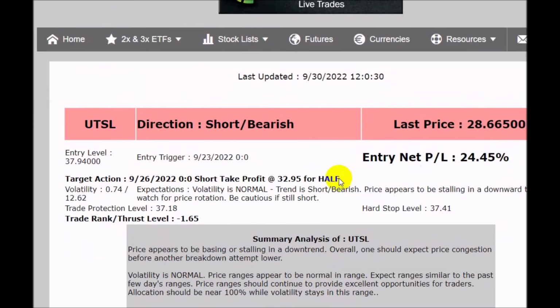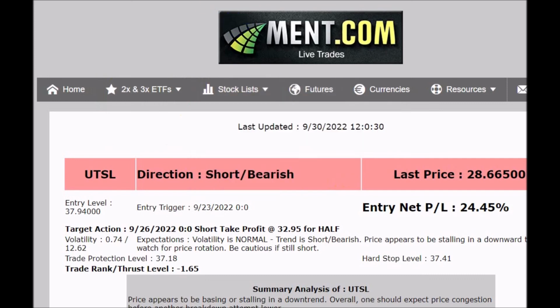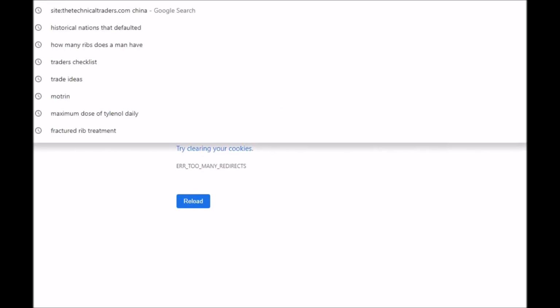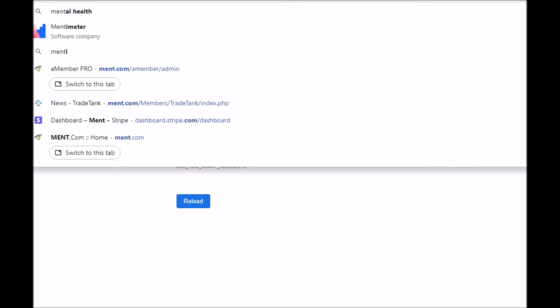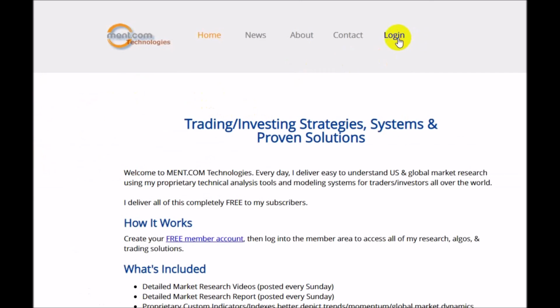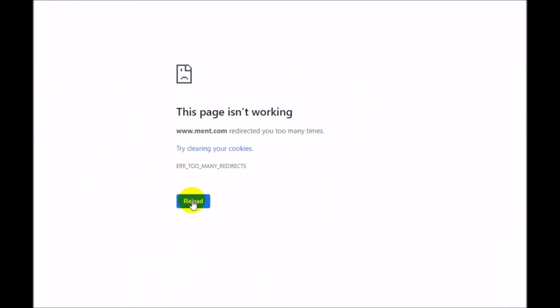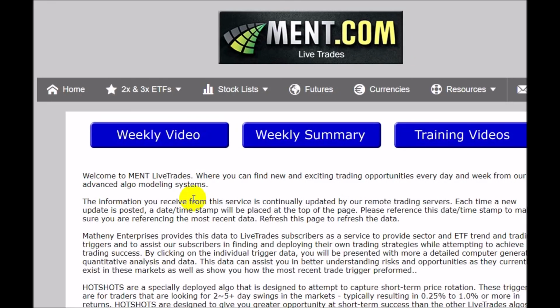The point behind this is that, and this may not load because this was from yesterday, I will relog in real quick. So the live trades is where you catch the short-term swing trades.